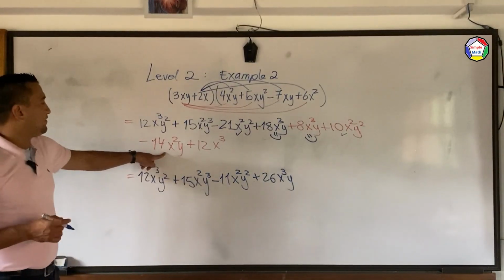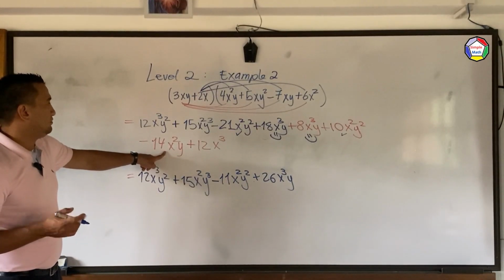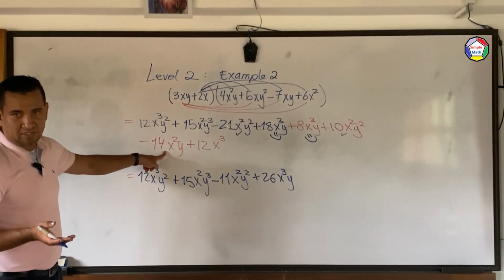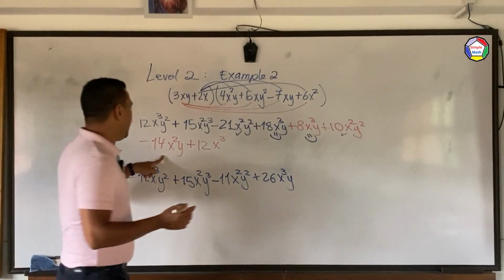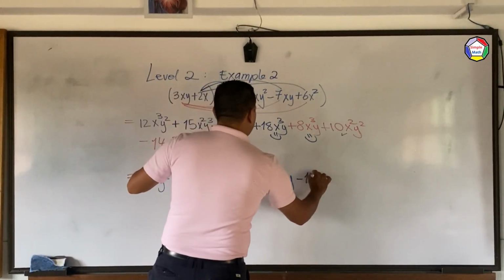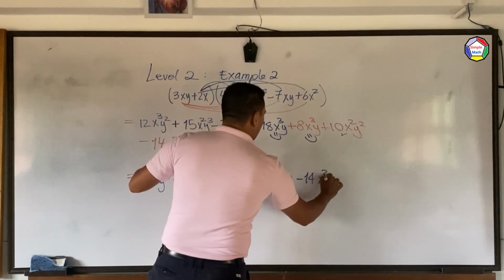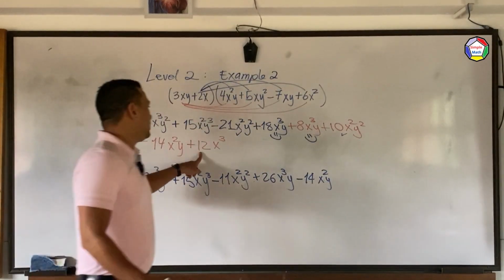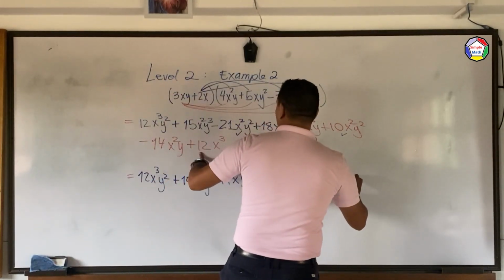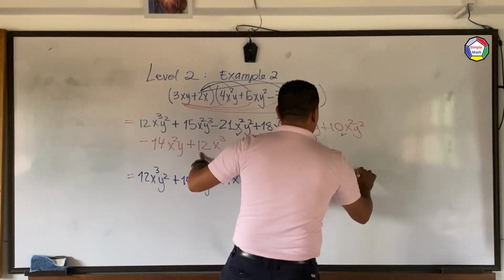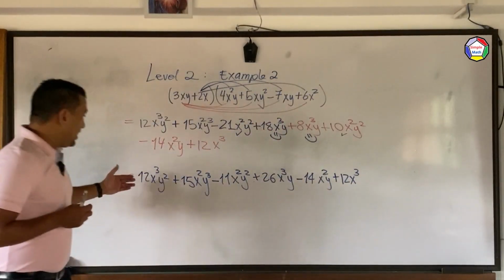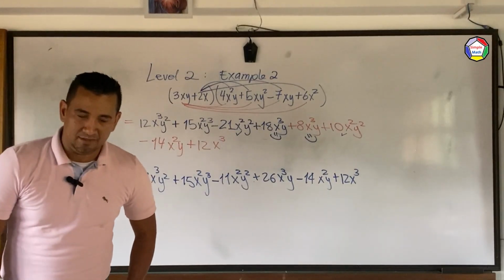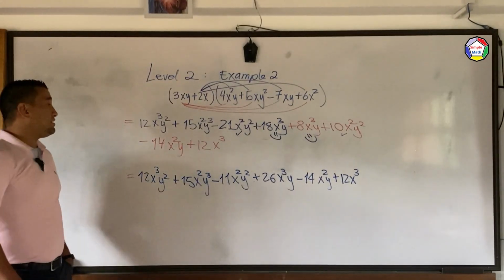Okay, what about this family? X squared y. Do you see x squared y here? Well, I don't see it. So we repeat this in the answer. Minus 14 x2 y. And finally, plus 12x cubed. And here we don't have more like terms, so we cannot combine them. This is the end of the story. This is the end of the exercise.